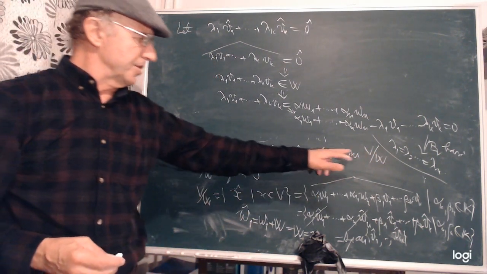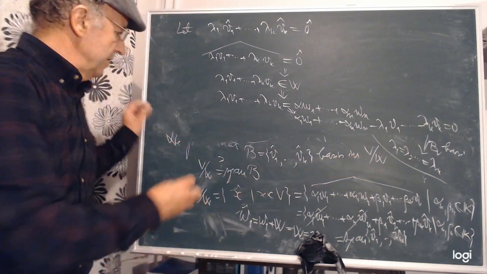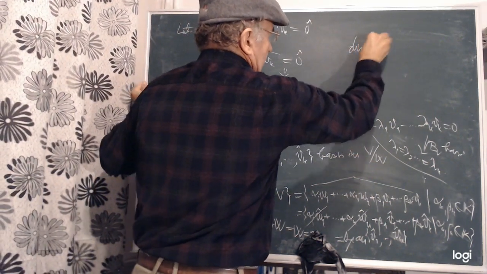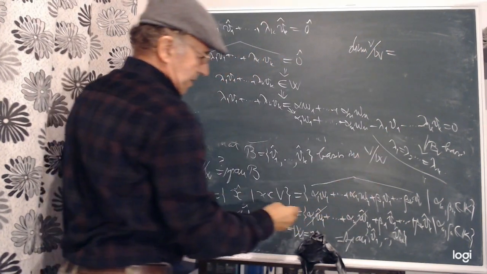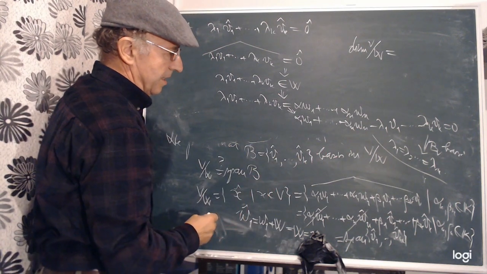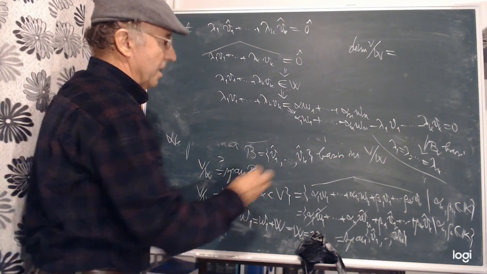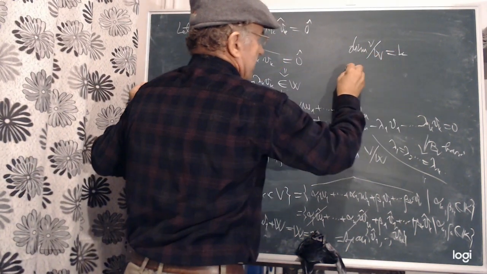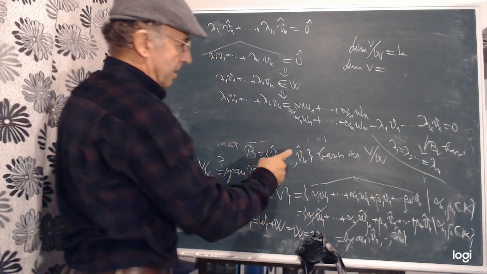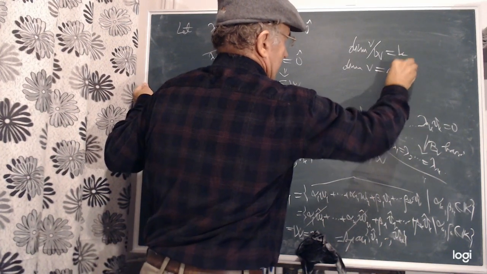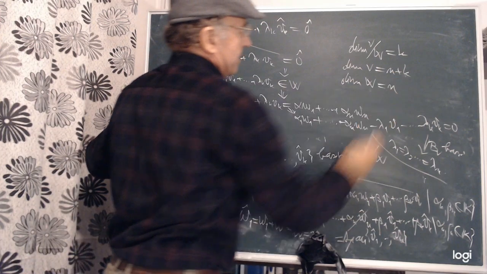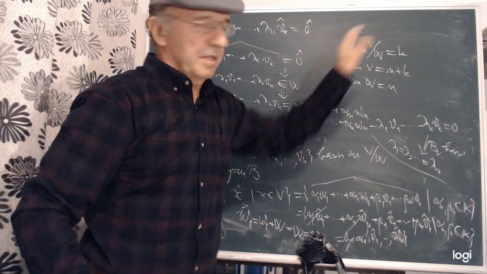So the dimension of V over W, we have obtained that the dimension is k. The dimension of V is n plus k. The dimension of W is n. So this is just the difference.